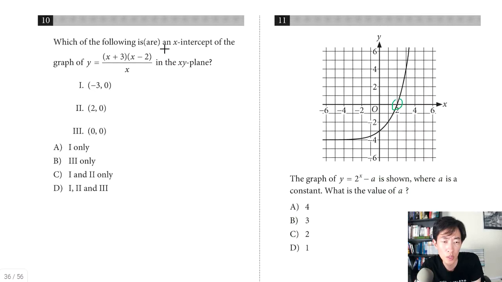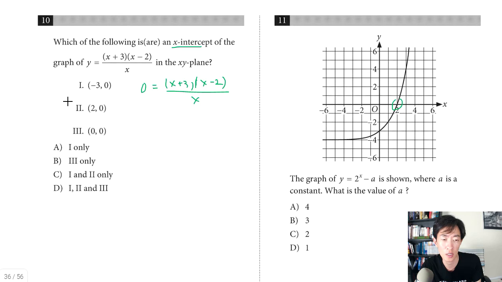Question 10, which of the following is an x-intercept of the graph of that in the xy plane? So an x-intercept right over here is when the graph crosses the x-axis. When you cross the x-axis, your y-coordinate is equal to 0. So really what this question is asking is what values of x is going to make y equal to 0. So let's write that out.